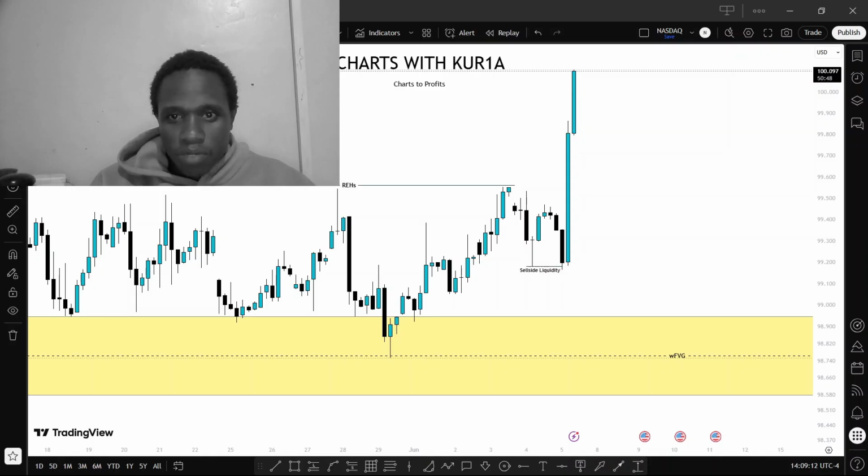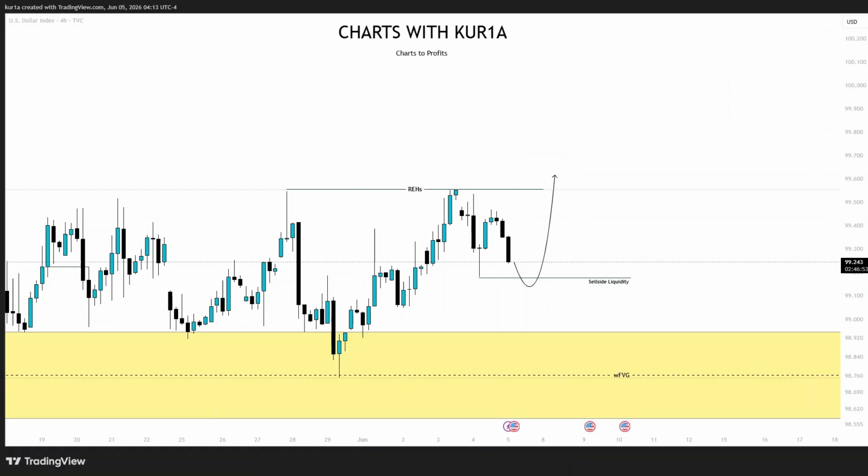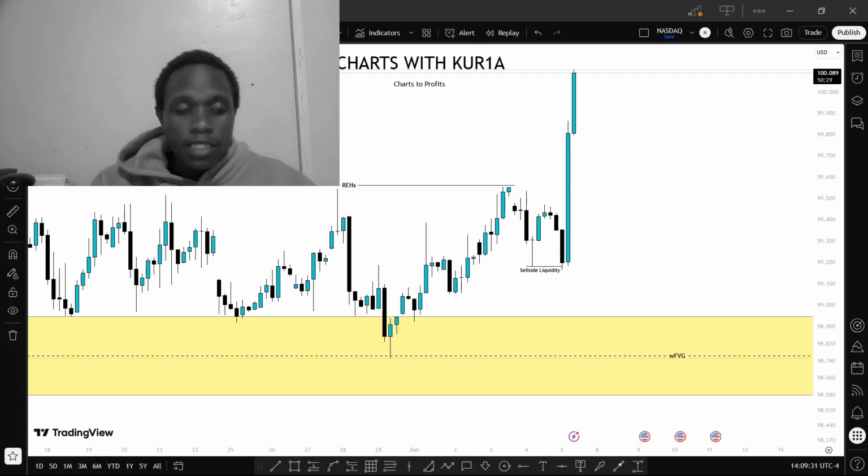DXY before it played out. So yes, this was how I had anticipated it to play out. As you can see, we had the sell side liquidity marked out, the relative equal highs, and you can see my arrow is pointing that I want it to go lower, sweep that liquidity, and then pump to the upside. Okay, so let's just hide that for now and continue with the other part.